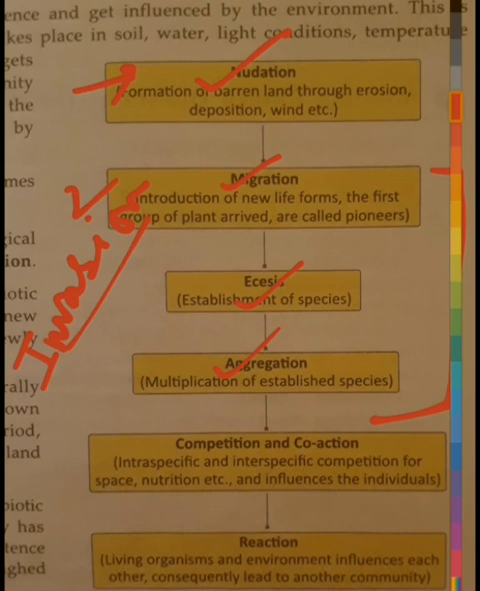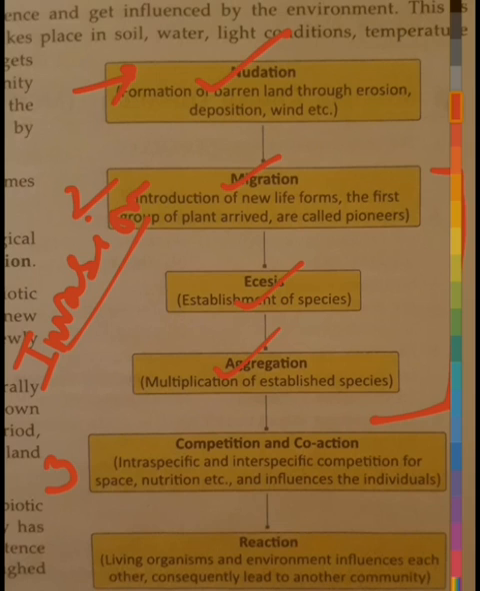The word aggregation means to aggregate, meaning gathering of a large number of species after the establishment of them. Okay, so these three come under invasion. Moving on to the third one, which is competition and coaction. So when different species gather, aggregate, and establish themselves, there will obviously be competition among different species.